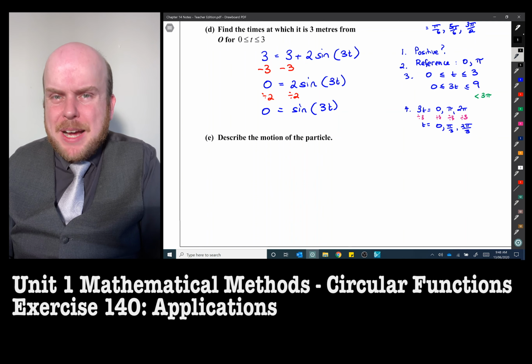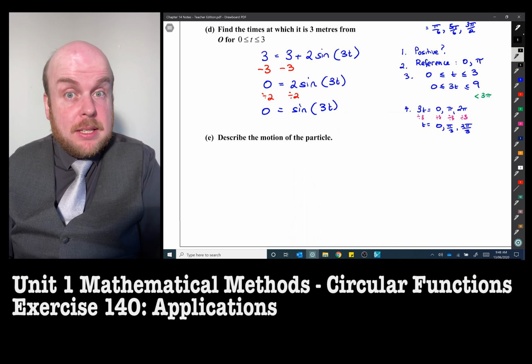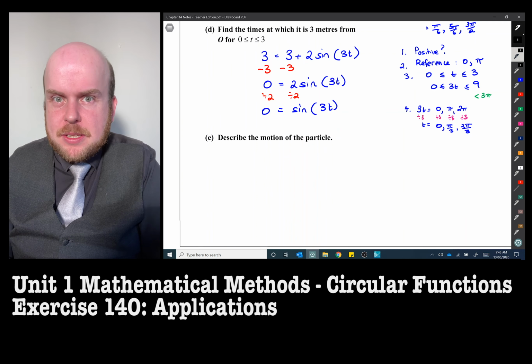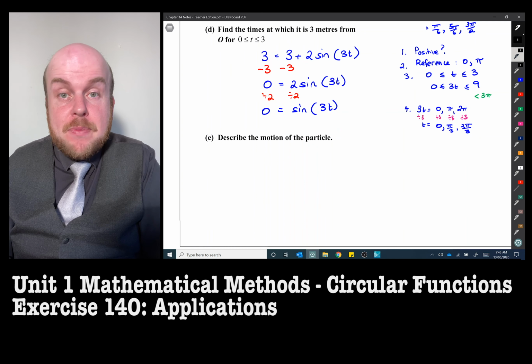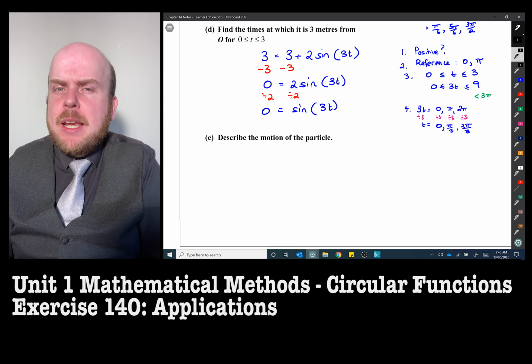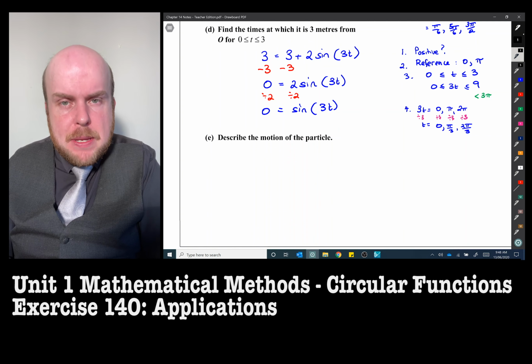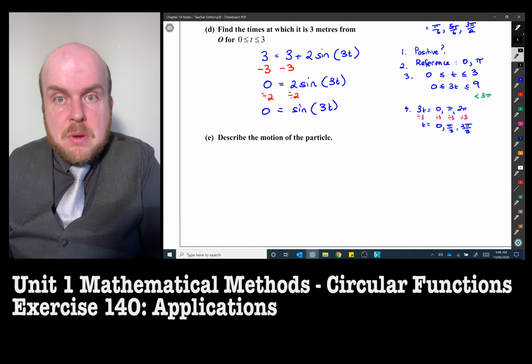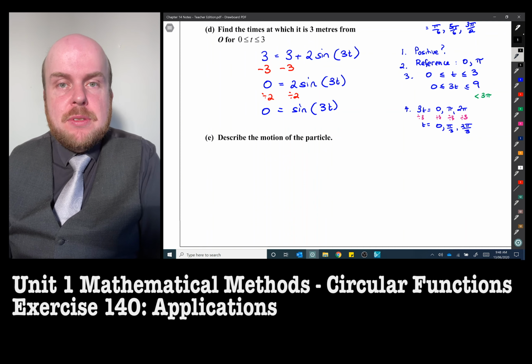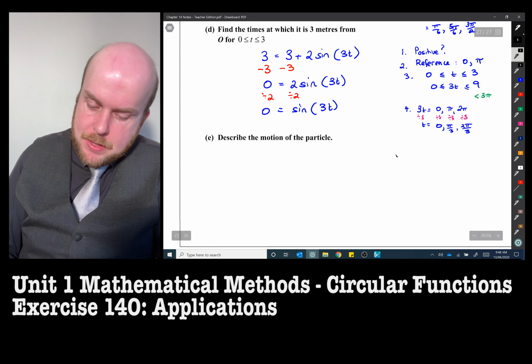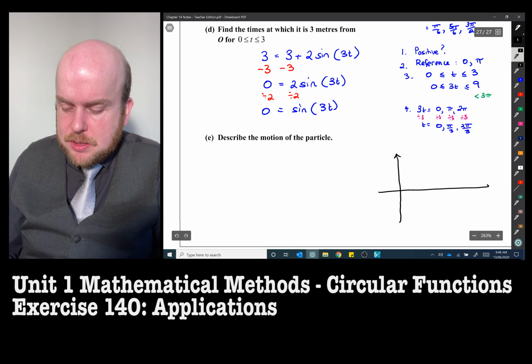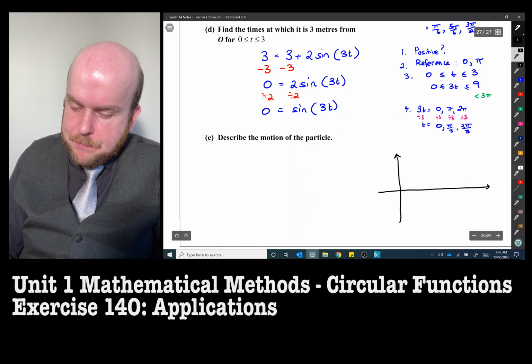Describe the motion of the particle. Now this one's a little bit harder because it's a little bit more vague, and the textbook likes these sorts of questions. However, if this was given in an exam or any other situation or a practical situation, it's best to make sure that we use as many specific values as we humanly possibly can. It would be advisable to draw just a very rough sketch so you know what it looks like.